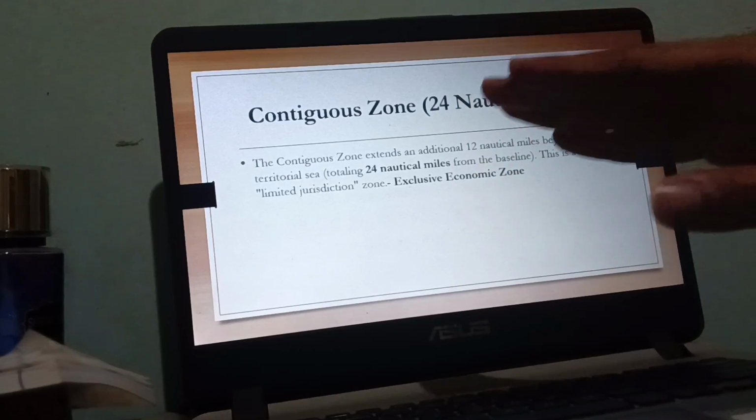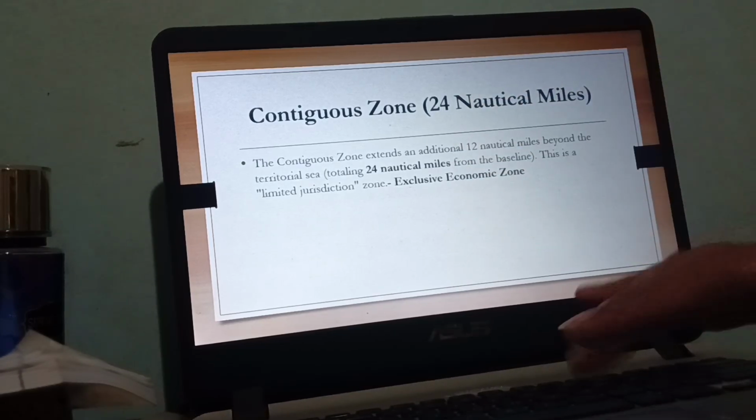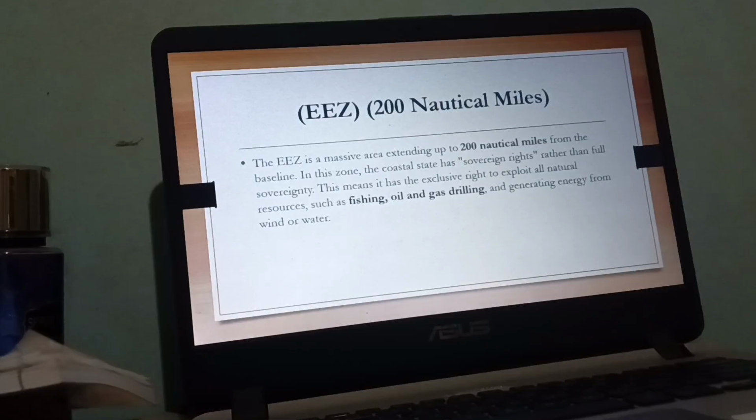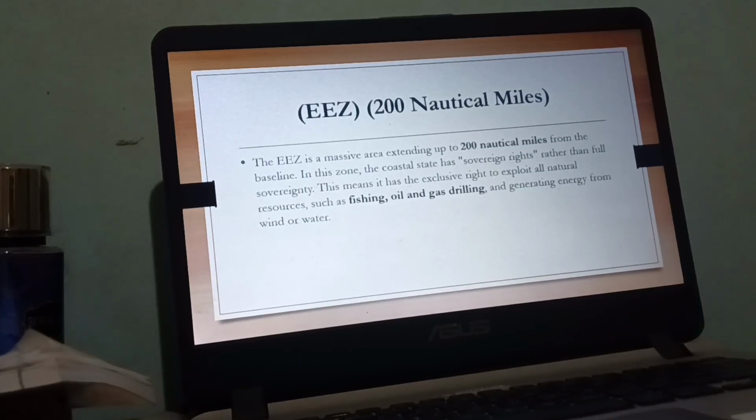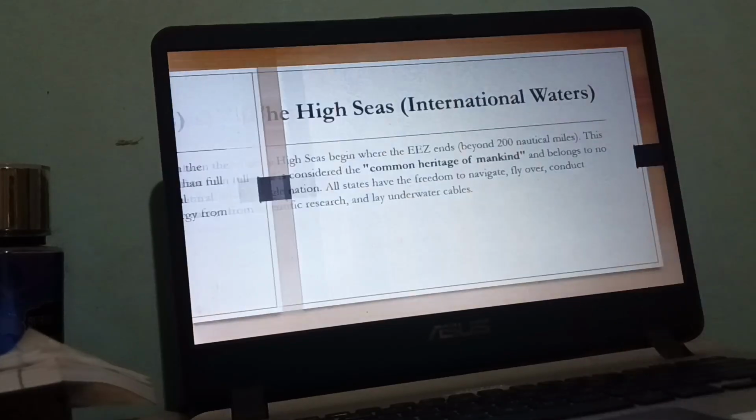This is a limited jurisdiction zone. Third is the EEZ, or exclusive economic zone, 200 nautical miles. The EEZ is a massive area extending up to 200 nautical miles from the baseline. In this zone, the coastal state has sovereign rights rather than full sovereignty. This means it has the exclusive right to exploit all natural resources such as fishing, oil and gas drilling, and generating energy from wind or water.